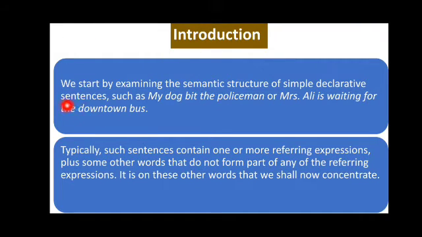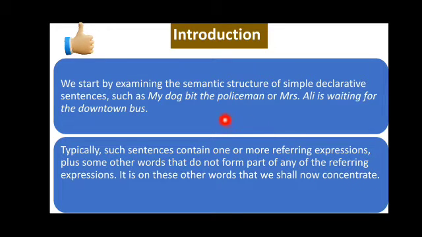Introduction. We start by examining the semantic structure of simple declarative sentences such as "My dog bit the policeman" or "Mrs. Ali is waiting for the downtown bus." Typically, such sentences contain one or more referring expressions, plus some other words. They do not form part of any referring expression. It is these other words that we shall now concentrate on.